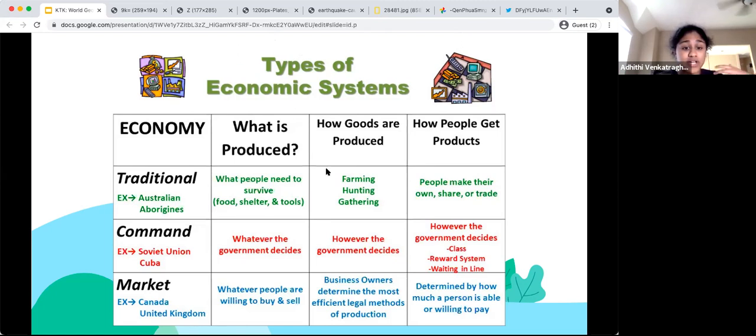All right. And the market economy, lastly, would be Canada, the UK. They produce whatever the people are willing to buy and sell. Business owners determine the most effective legal methods of production, determined by how much a person is able or willing to pay. And you can notice that there is a direct correlation with the types of government that we see. The command economy is usually a totalitarian government, while with the market economy we see more representative democracy or that democratic sort of government.